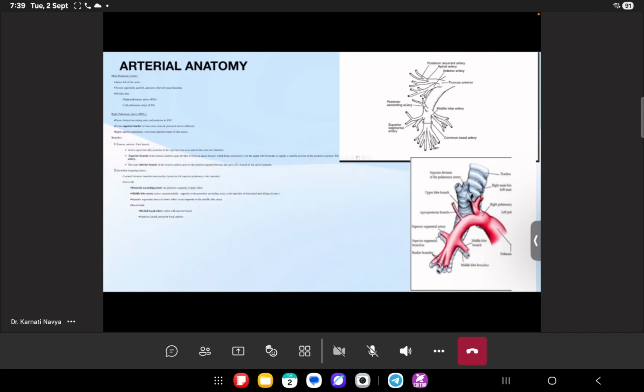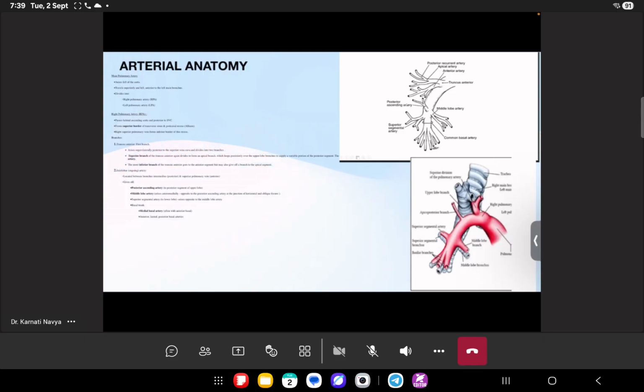And this right pulmonary artery branches into the truncus anterior, which is the first branch. It arises superolaterally, posterior to the SVC, and divides into 2 branches. The superior branch of the truncus anterior again divides to form an apical branch, which loops posteriorly over the upper lobe bronchus to supply a portion of the posterior segment. That's the reason it is called the posterior recurrent artery.